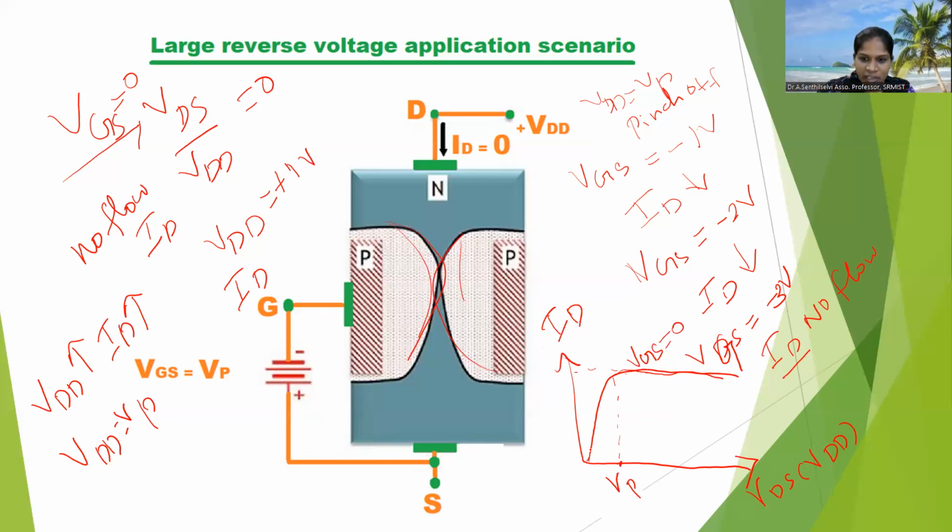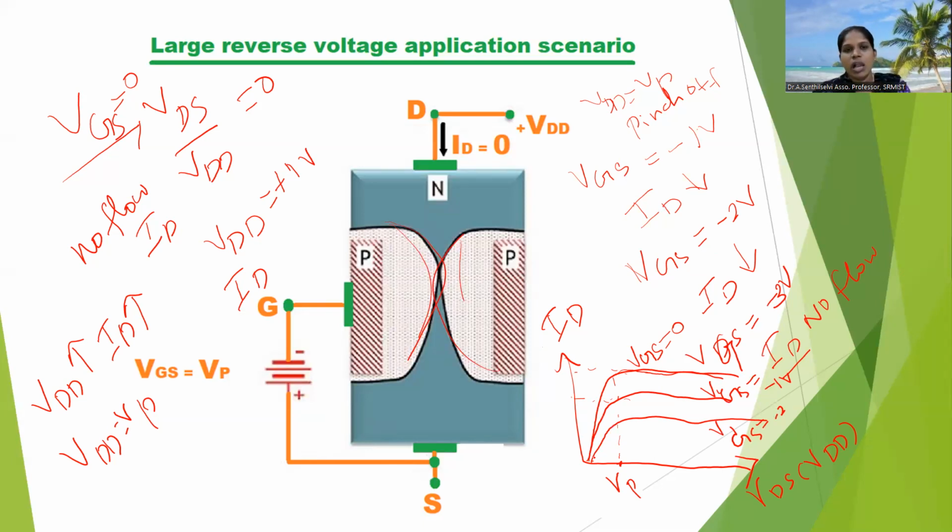Then we make VGS equal to some negative voltage, because of that the ID value is decreased. If you make VGS equal to minus 2 volt, the ID value decreases. Like that, as you keep decreasing the VGS value, the ID value decreases. At one particular moment there is no flow of current. This is about the working of the field effect transistor.